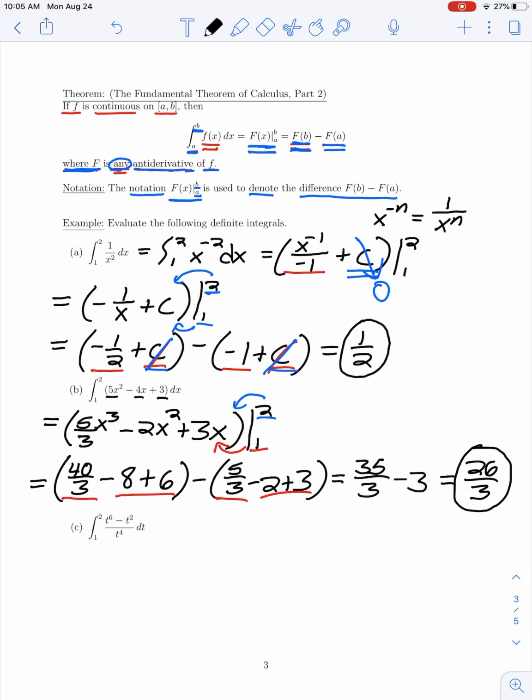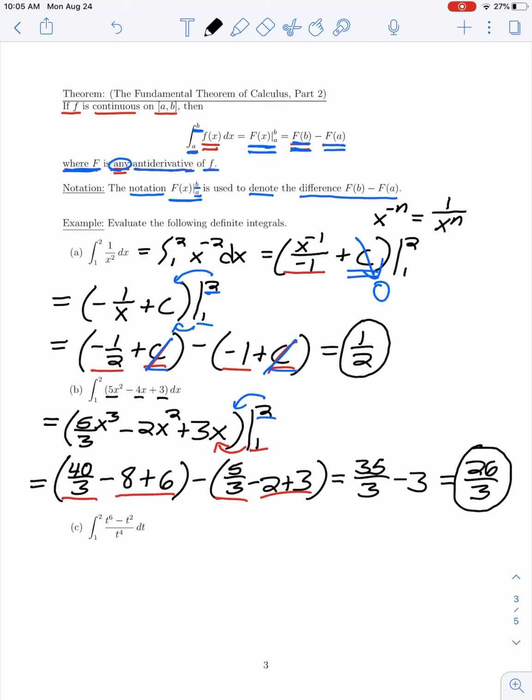So let's look at some other ones. In part C, we have the integral from 1 to 2 of t to the 6th minus t squared over t to the 4th, dt. So here the function that we're trying to integrate or find an antiderivative of is a rational function, a quotient of two polynomials. Now we know from the quotient rule that the antiderivative of a quotient is not just the quotient of the antiderivatives. So the question becomes, well, how do we find an antiderivative for this function then?